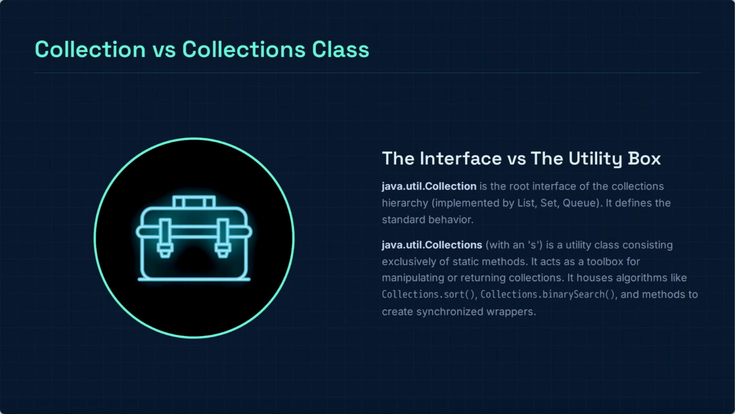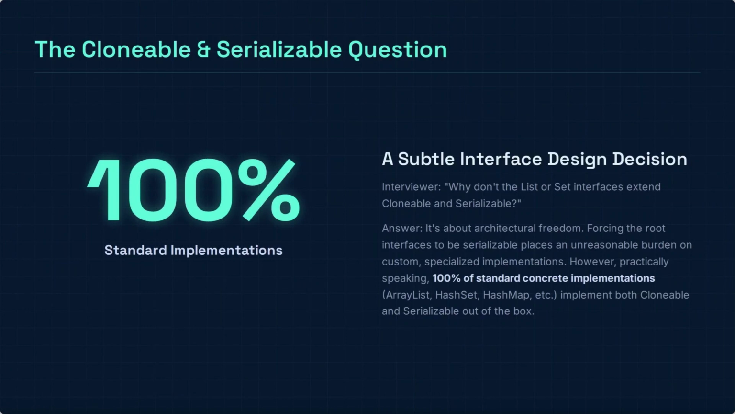In contrast, java.util.Collections with an S is a utility class consisting exclusively of static methods. It acts as a toolbox for manipulating or returning collections. It houses algorithms like Collections.sort, Collections.binarySearch, and methods used to create synchronized wrappers.